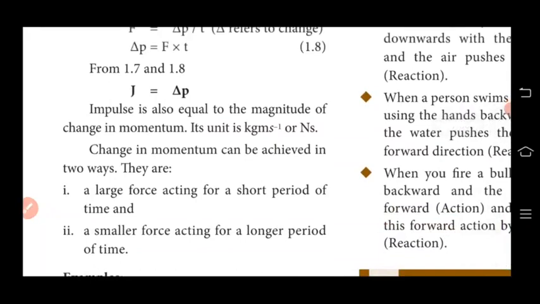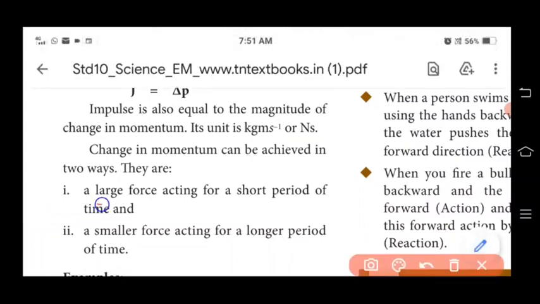So here, two ways of change in momentum occur. First one is larger force acting for a short period of time. And then second one is smaller force acting for a longer period of time.